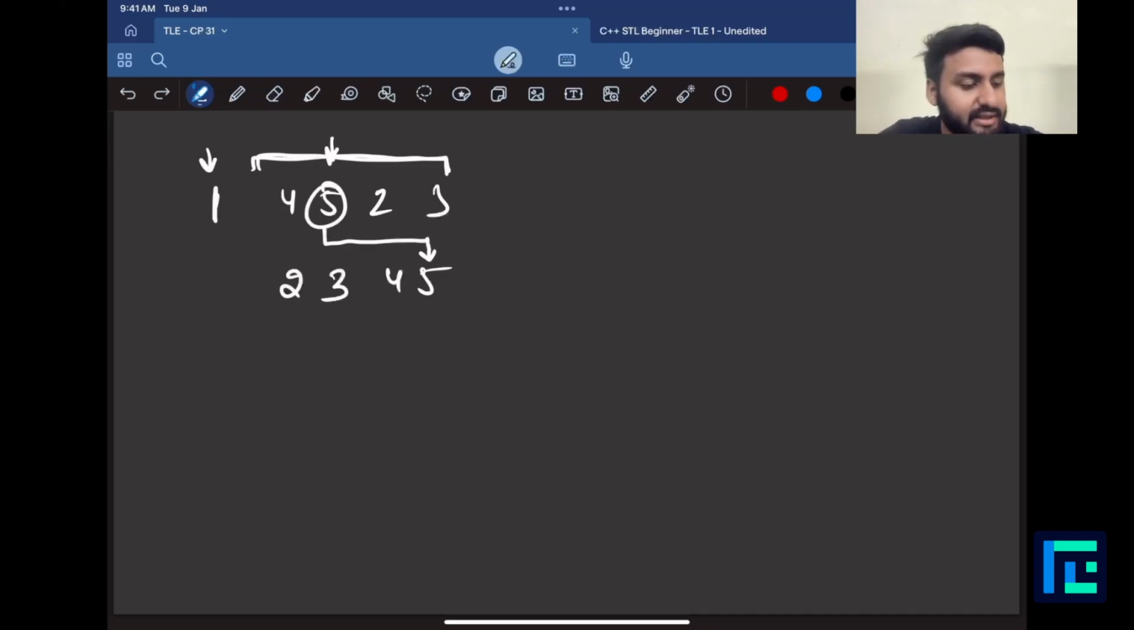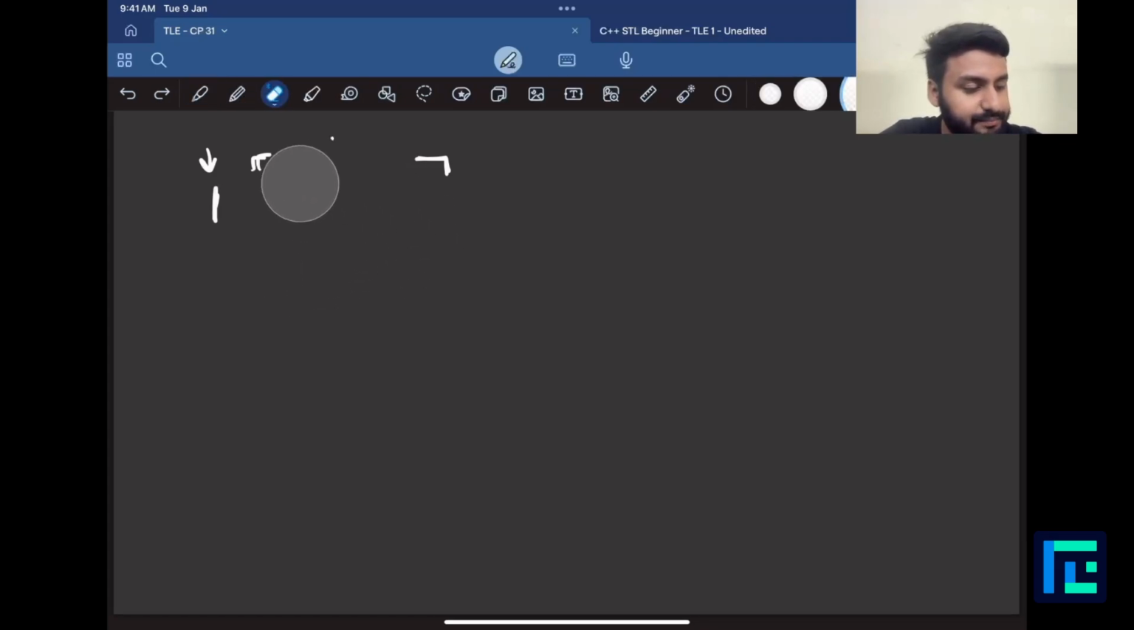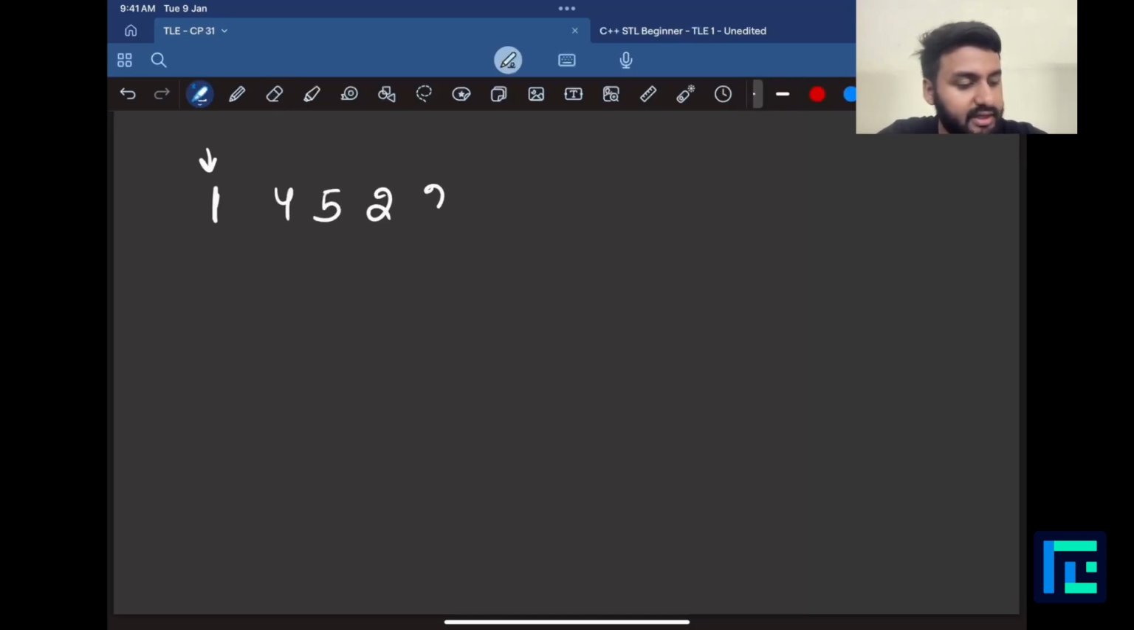So in this case, I'll write this again: 4, 5, 2 and 3. I'll select this index and say, okay, this index satisfies the condition because 5 is greater than 4 and 5 is greater than 2. So fine, move 5 one place to the right, because it wanted to move more to the right. It wanted to move 2 times to the right, but right now I can move it only once in one operation. Let's do that. It becomes 4, 2, 5 and 3.